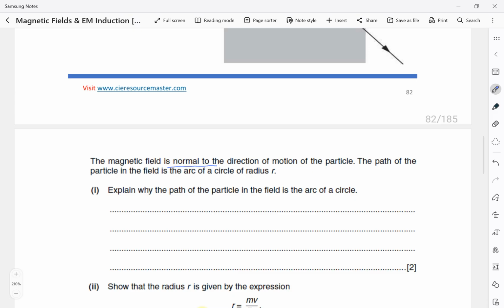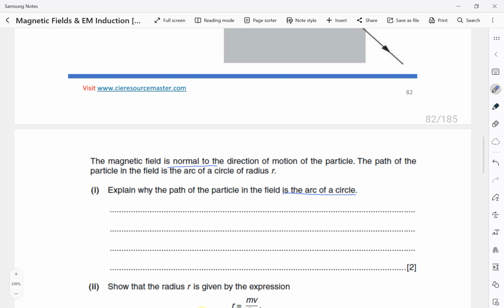Explain why the path of the particle in the field is the arc of a circle. We have answered this question. We said magnetic force is constant and always perpendicular or normal to the velocity of the particle or direction of motion of the particle. So the speed and kinetic energy do not change, no work is done. The magnetic force just provides centripetal force.